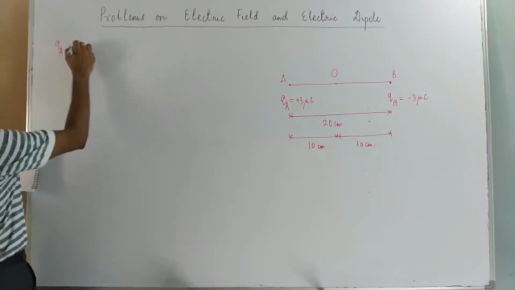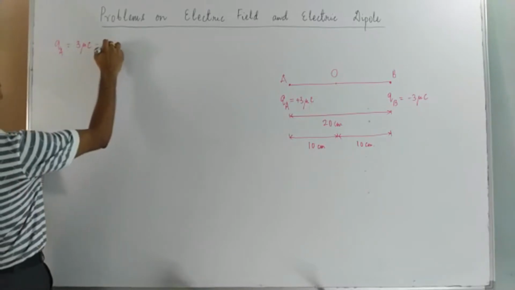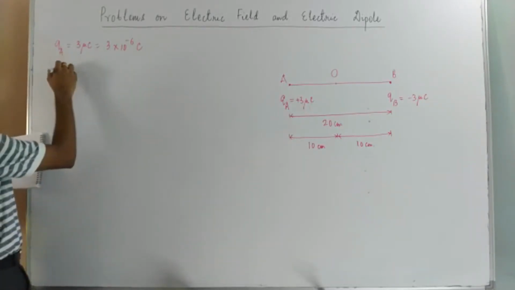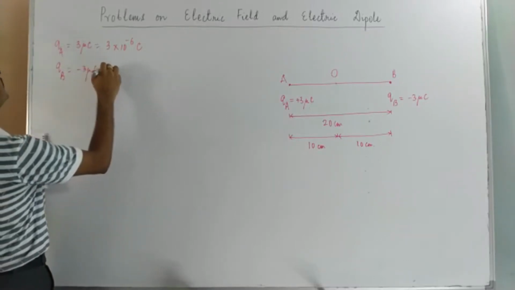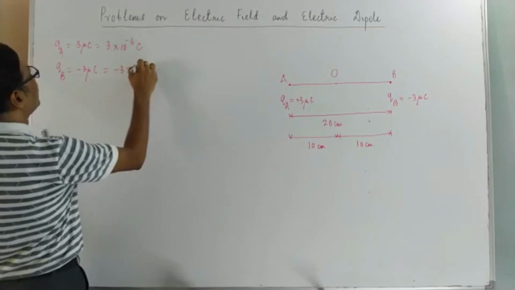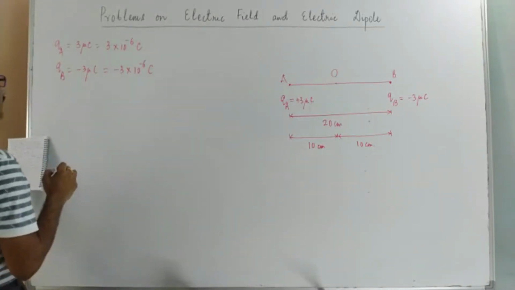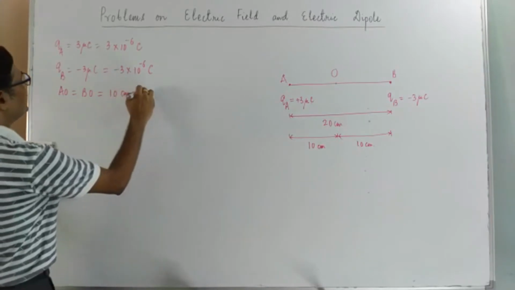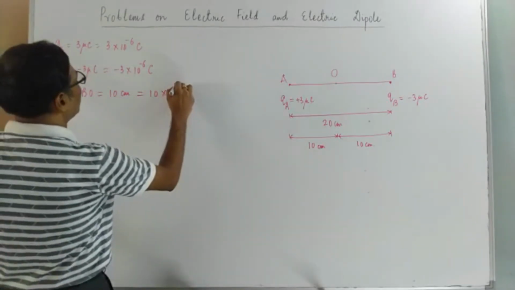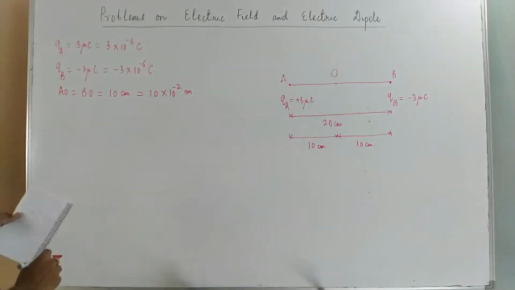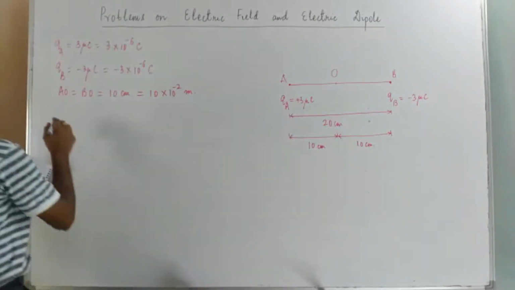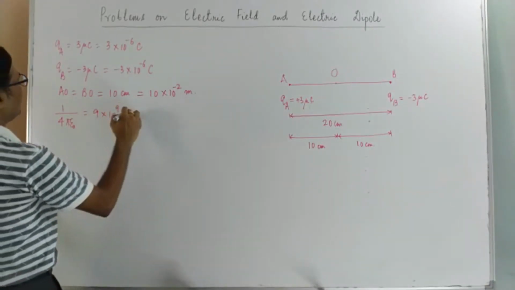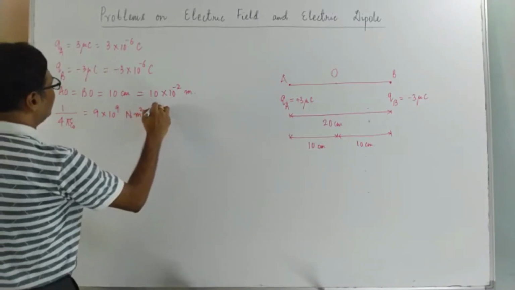QA is equal to 3 microcoulomb, that is 3 into 10 to the power minus 6 coulomb. QB is equal to minus 3 microcoulomb, that is minus 3 into 10 to the power minus 6 coulomb. Then AO is equal to BO, that is equal to 10 centimeters, that is 10 into 10 to the power minus 2 meter. And in order to solve the problem, I need the value of 1 by 4 pi epsilon 0, that is 9 into 10 to the power 9 Newton meter square per coulomb square.